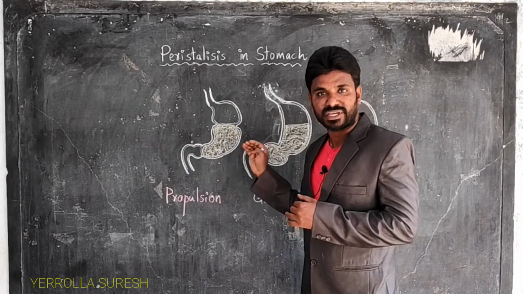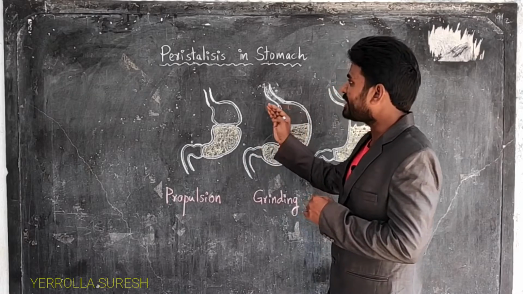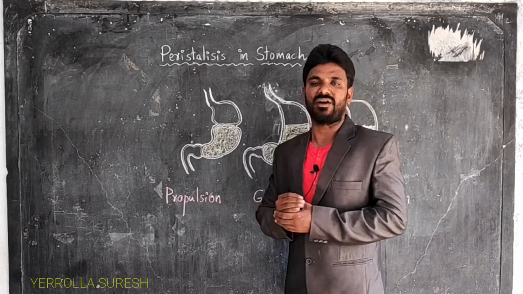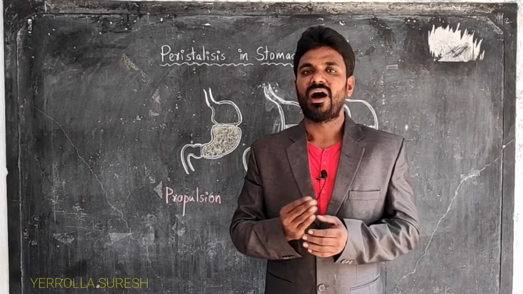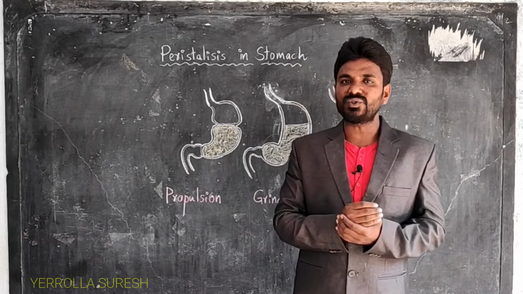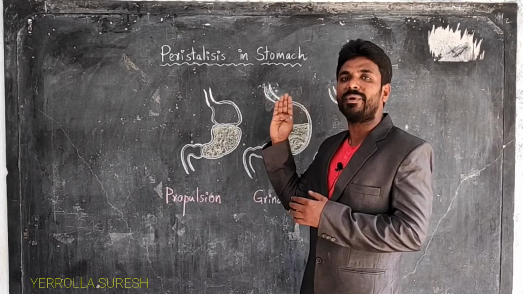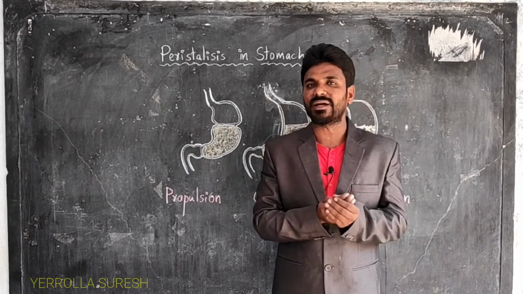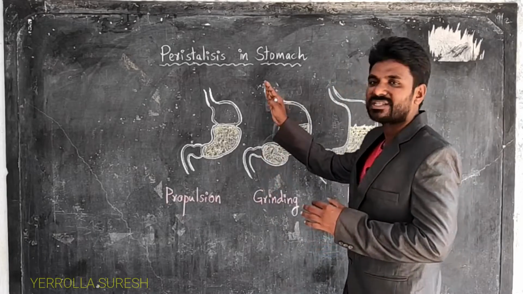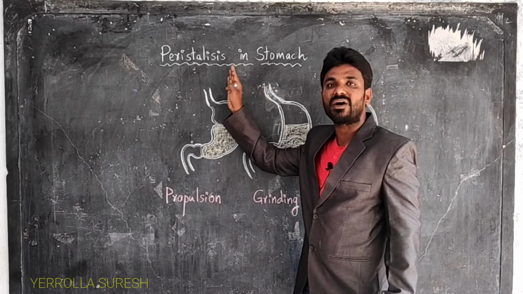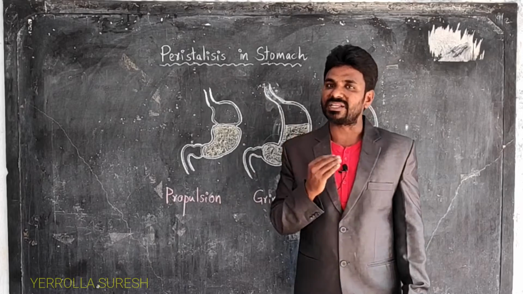The diagram of stomach is like this. Here our topic is peristalsis in stomach. Of course, stomach is involved in many functions. How are all these functions carried out? A special movement is seen in stomach, and not only in stomach but mostly in all parts of the digestive system. Those movements are peristaltic movements or peristalsis.